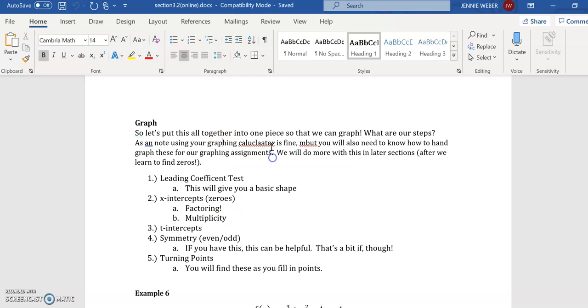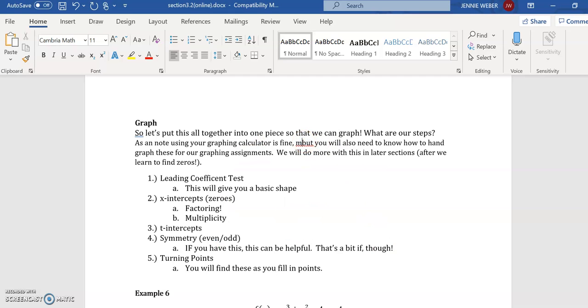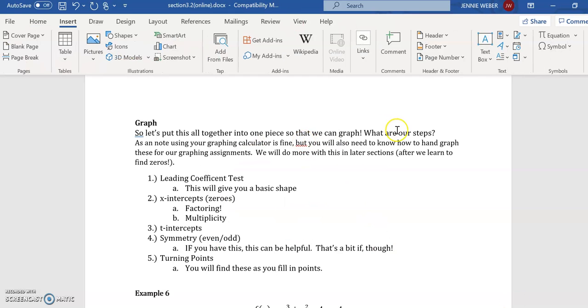Okay, so first of all, I'm going to correct my spelling that I just noticed in these. You haven't even seen these lecture notes, but hey, I'm working on them.